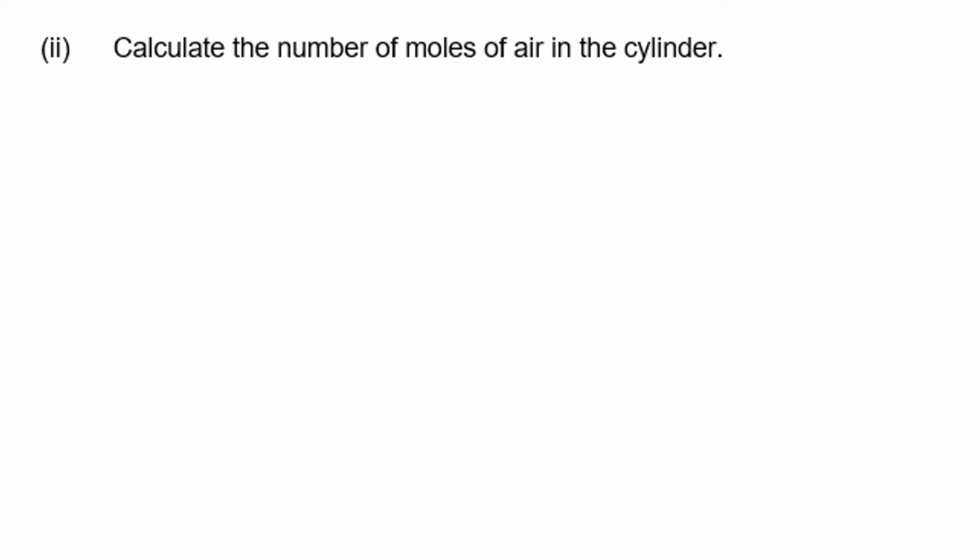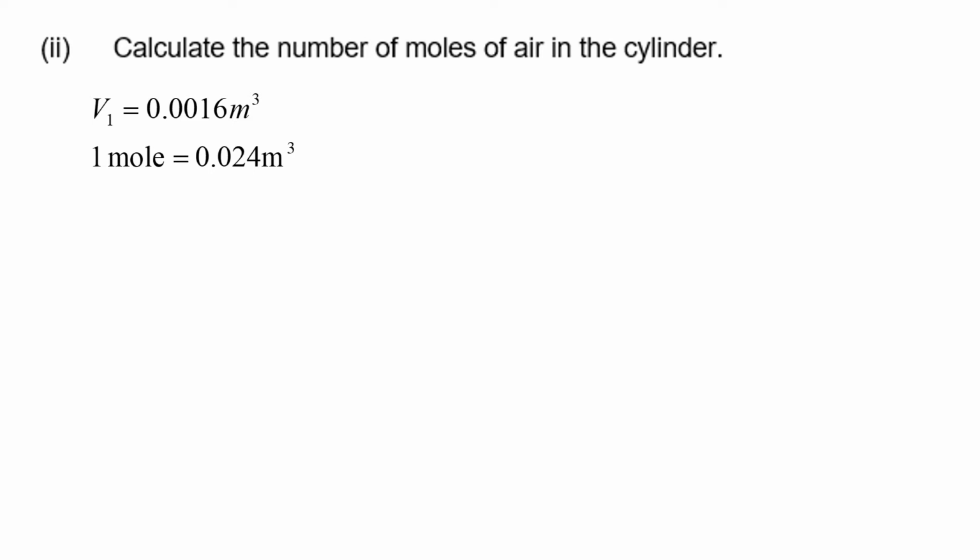So the next thing to do is work out the number of moles of air in the cylinder. One way we could have done that is applying the ideal gas equation. Now we know P, V, T, and R. That would be one way. Another way we can do it is to use these values that have been given to us.